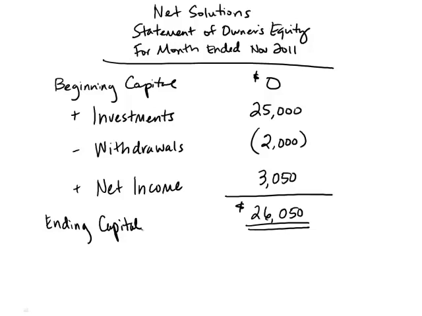Notice that mine's pretty simple. My statement of owner's equity is simple. If you look at the one in the book, it's got indentions and subtotals. I don't really care about format. Do it however you want to do it. Indentions or whatever, as long as you get that bottom number, $26,050. I don't really care what it looks like.